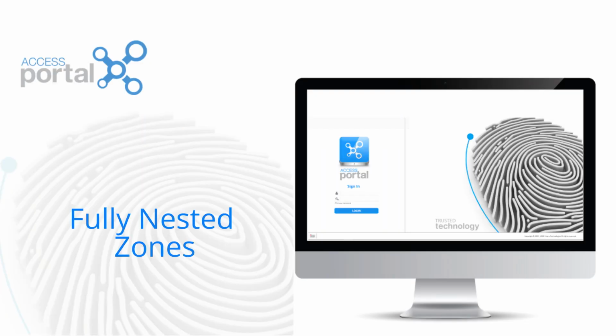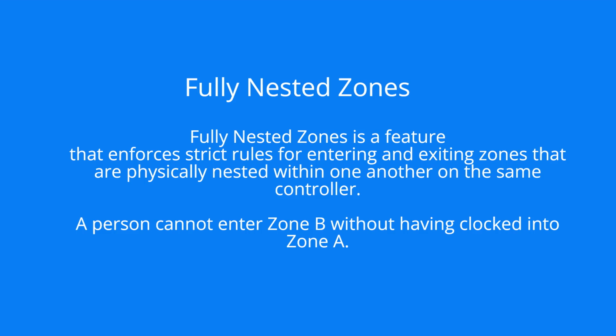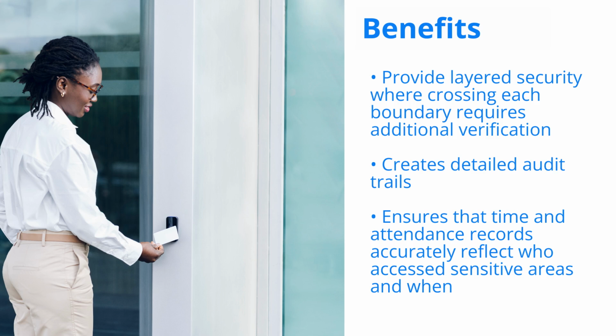What are Access Portal fully nested zones? Fully nested zones is a feature in Access Portal that enforces strict entry and exit rules for zones that are physically inside one another. This feature adds security by stopping unauthorized access to sensitive inner areas without passing through the outer zone. Additionally, it also provides accurate tracking which ensures logs reflect real movement, avoiding inconsistencies.